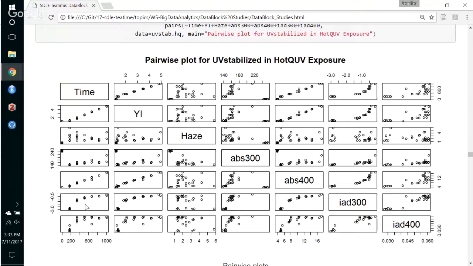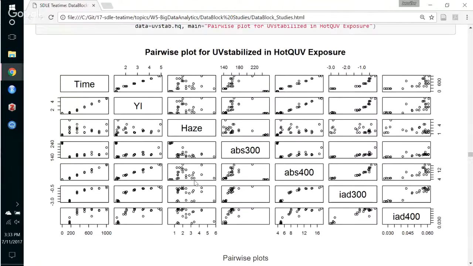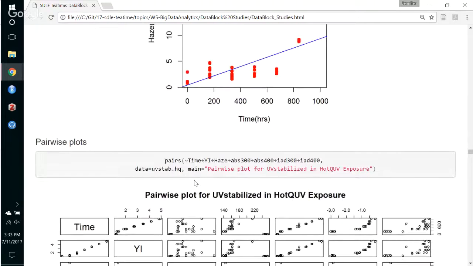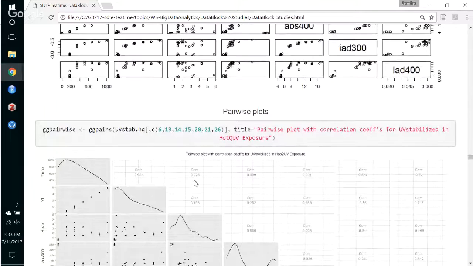But this is nice to see what correlates well. So for example, time and absorption at 400 nanometers seems to correlate pretty well, whereas haze and absorption at 400 nanometers don't seem to correlate so well. So it's nice to get a first look at this, but there are nicer ways to do this. So this is where it's good to explore various packages open to you.